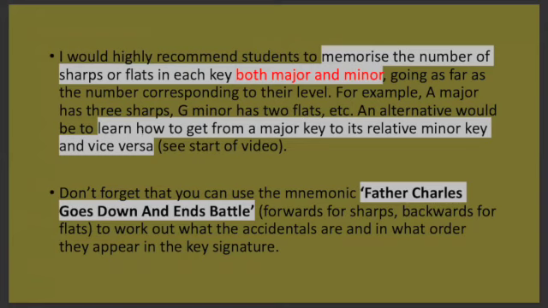An alternative would be to learn how to get from a major key to its relative minor key and vice versa. So I explained that at the very beginning of the video, counting the intervals or the semitones in between the major to minor and minor to major. Don't forget that you can use the mnemonic Father Charles goes down and ends battle, forwards for sharps, backwards for flats, to work out what the accidentals are and in what order they appear in the key signature.